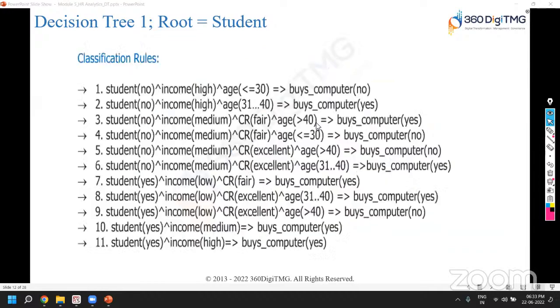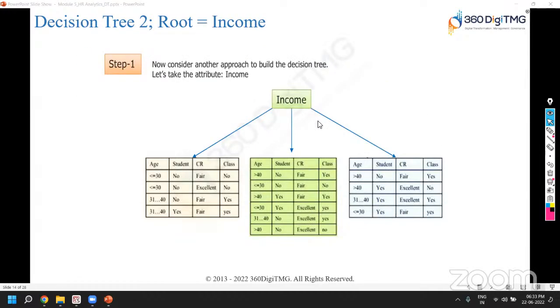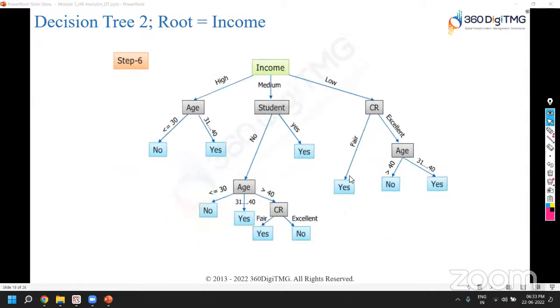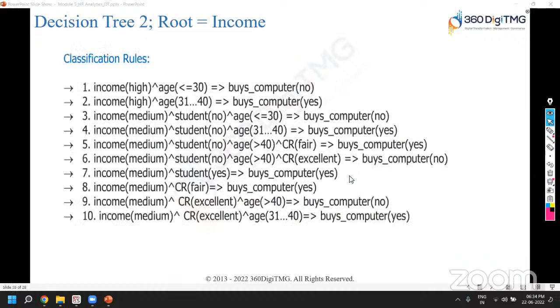Next, if I try a different approach, a decision tree can be grown like this also, where I take income as the root node, not the student this time. When I keep doing that, I grow the tree like this. So we get 10 rules here. In the previous case, we got 11 rules. If I alter my approach, I get 10 rules. Now, among these two, which one is better? That's a question that we need to look at.